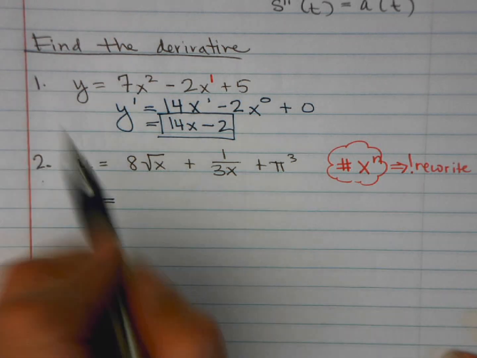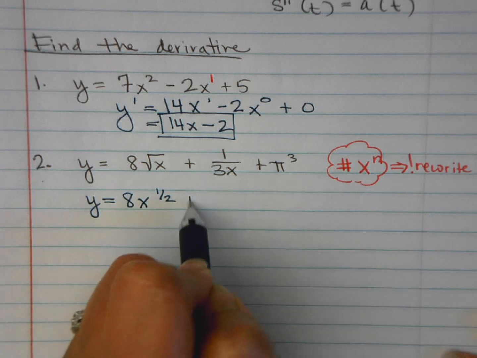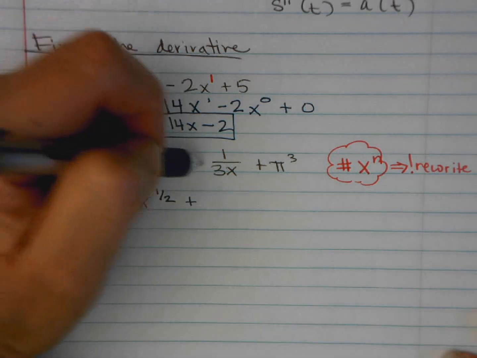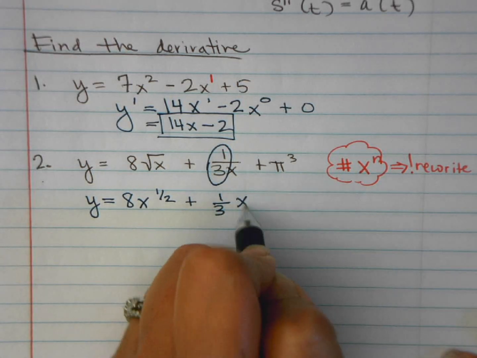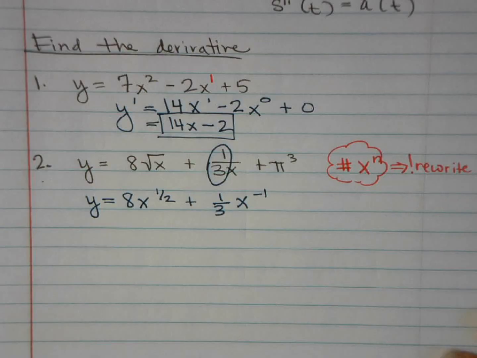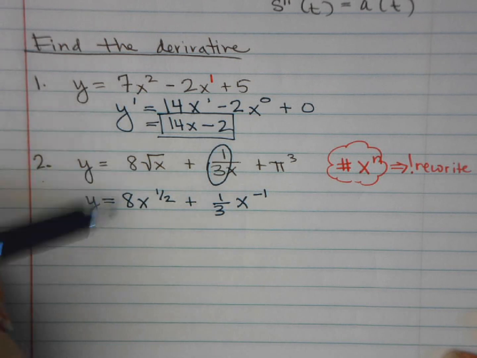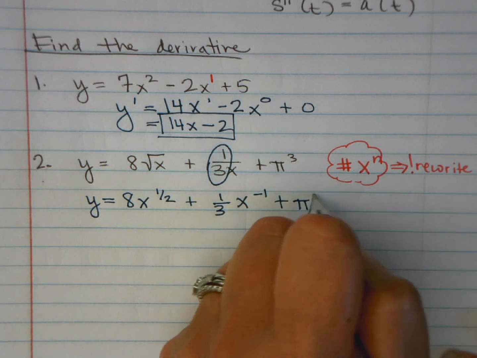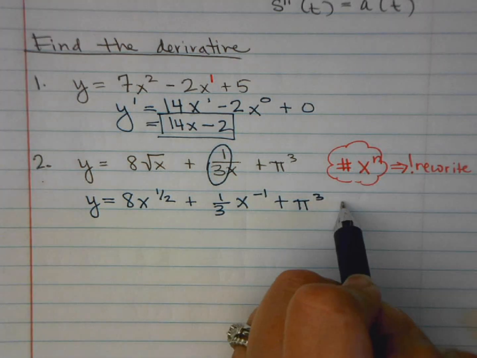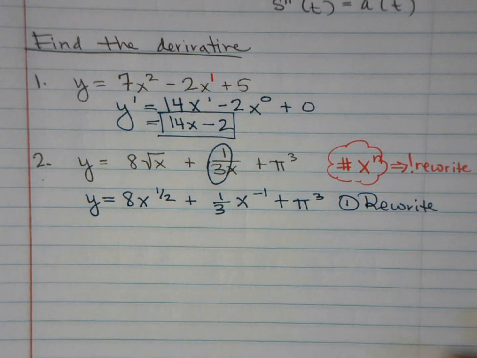So then I'm going to rewrite this. So this is going to be 8x to the 1/2 power, because that's what a square root is, plus, and then this is just 1/3 right here, right? So that is just the 1/3. So 1/3, and then x to the -1. So 1/3, and then you're just changing the variable, right? x to the -1. So the 8, you're just changing the variable, x to the 1/2. And then plus pi cubed. So I took no derivative, right? That was just my first step, is I want to rewrite. And then now I can take a derivative. Okay, so let's go ahead and do that.